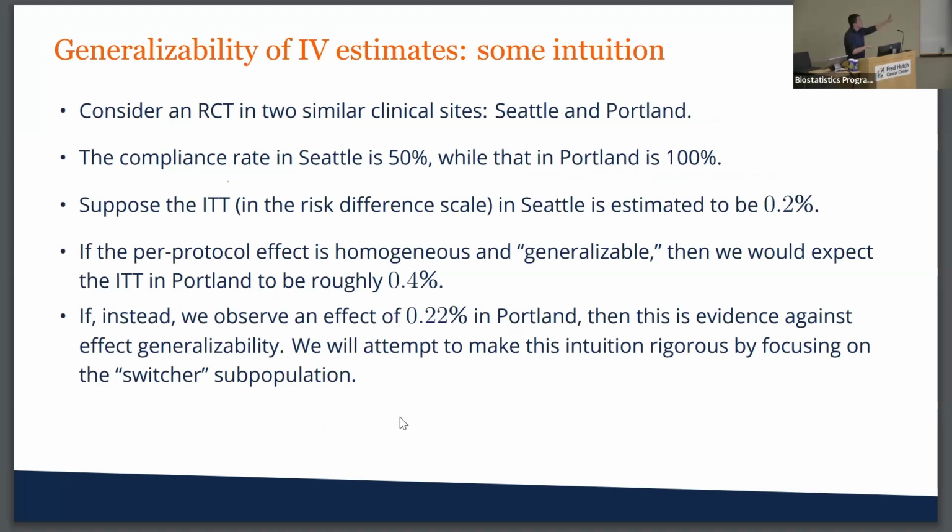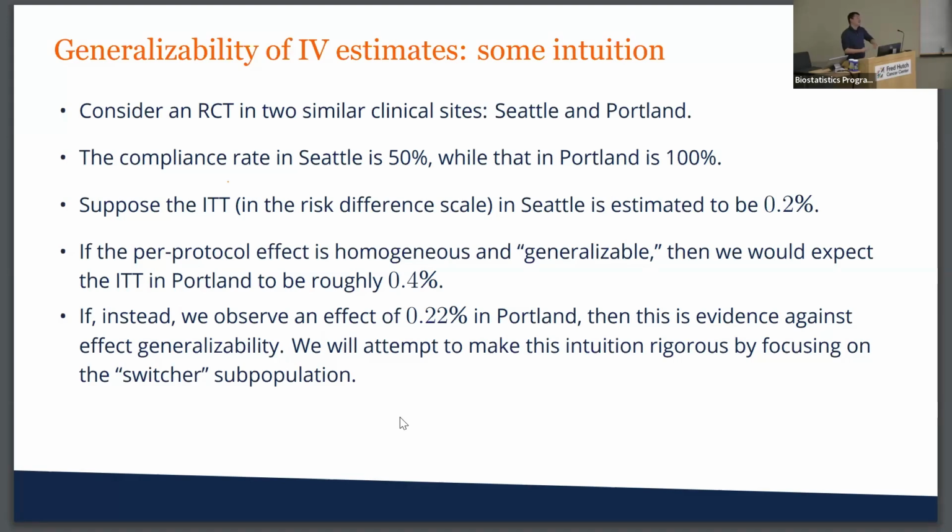So let's consider we run a multi-site, multi-center RCT. We run this RCT in two very similar clinical sites, let's say Seattle and Portland. The compliance rate in Seattle is 50%. The compliance rate in Portland is 100%. Suppose we ask for the ITT, which is the intention to treat effect. We always have that. Suppose in Seattle the risk difference is 0.2%. If we genuinely believe that the protocol effect is more or less homogeneous and generalizable, then I would expect that the intention to treat effect in Portland would be roughly 0.4%.